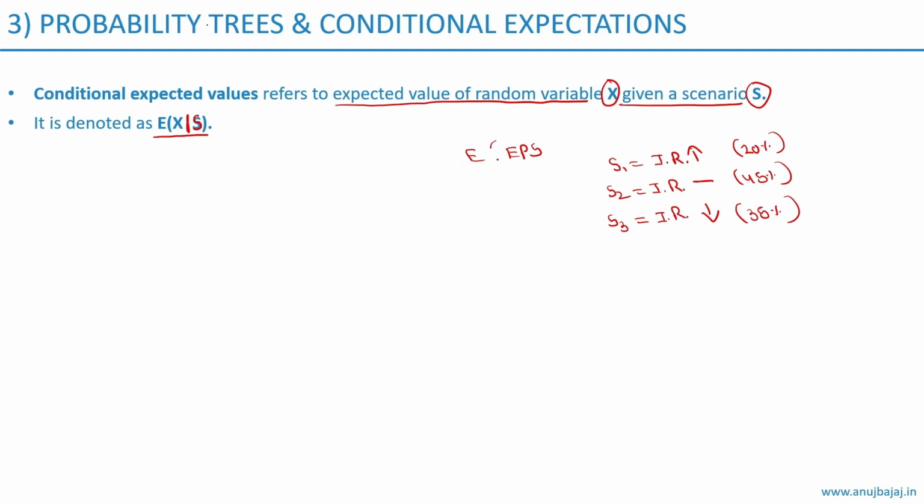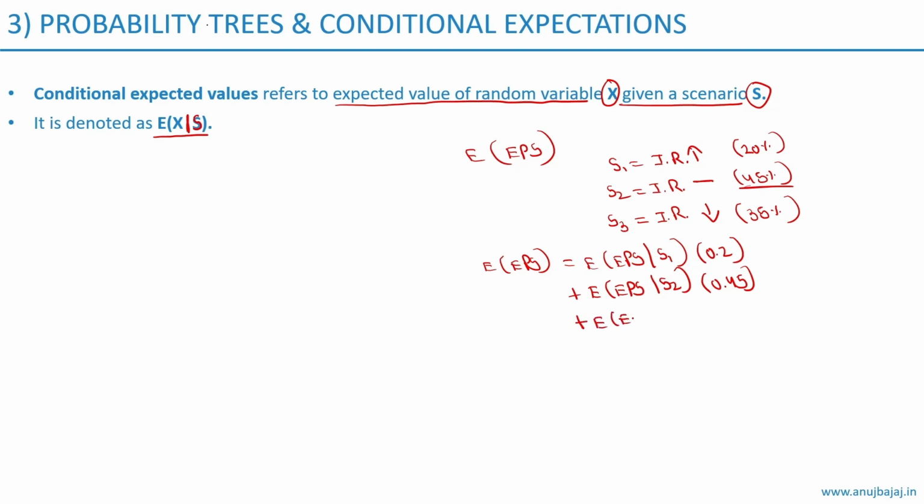So what is the expected value of earnings per share? The expected value of earnings per share equals the expected value of earnings per share given scenario 1 has occurred multiplied by the probability of scenario 1, which in this case is 20%, plus the expected value of earnings per share if scenario 2 has occurred multiplied by the probability of scenario 2, which is 45%, and the third, the expected value of earnings per share given scenario 3 has occurred multiplied by the probability of scenario 3.